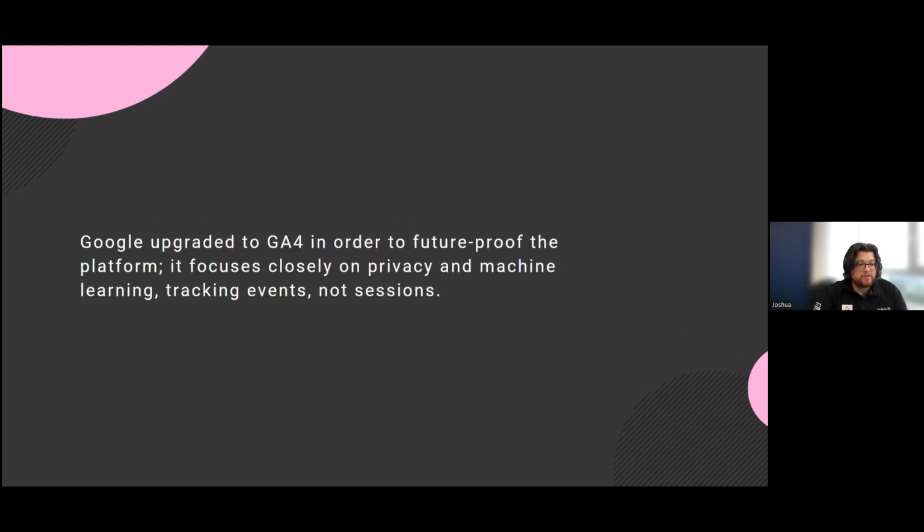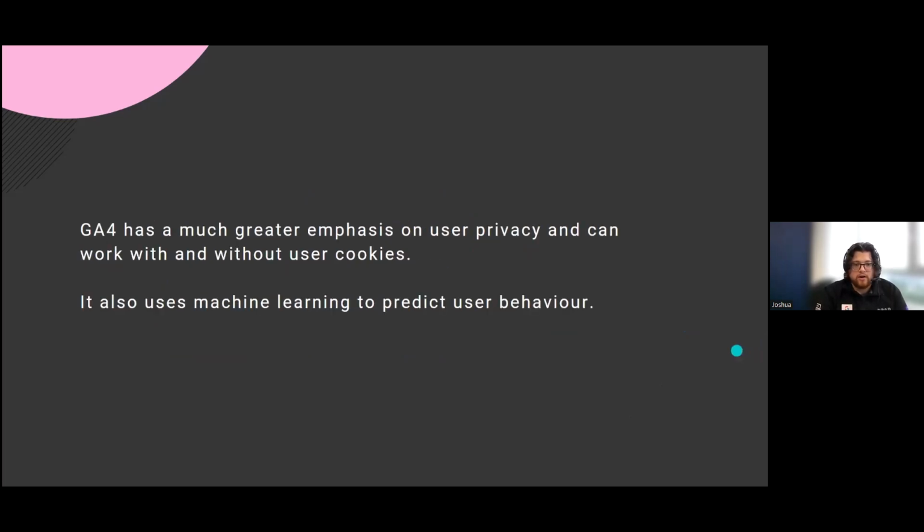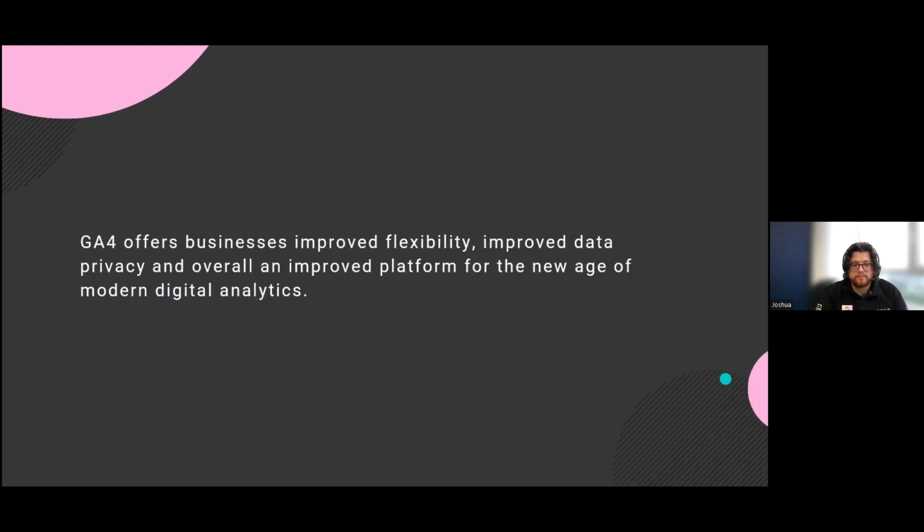GA4 has been designed to be future-proof, offering better insights, more flexibility, and a stronger focus on privacy and machine learning. Unlike its previous version, GA4 is built on event-based tracking rather than session-based tracking. This simply means that every user interaction tracked is treated as an event, providing a more granular level of data and making it much more actionable.